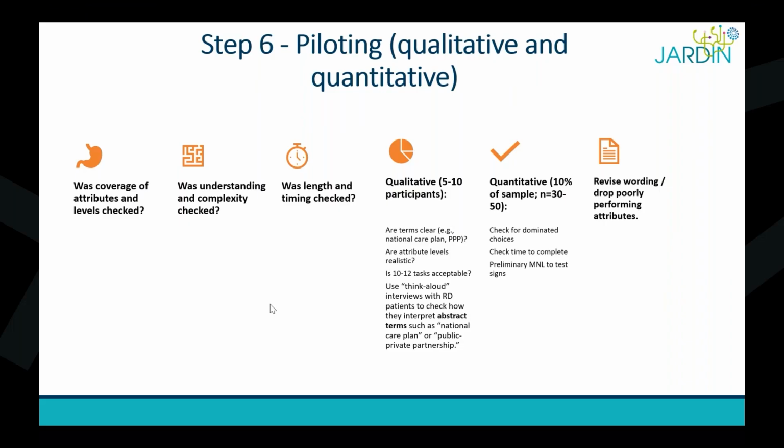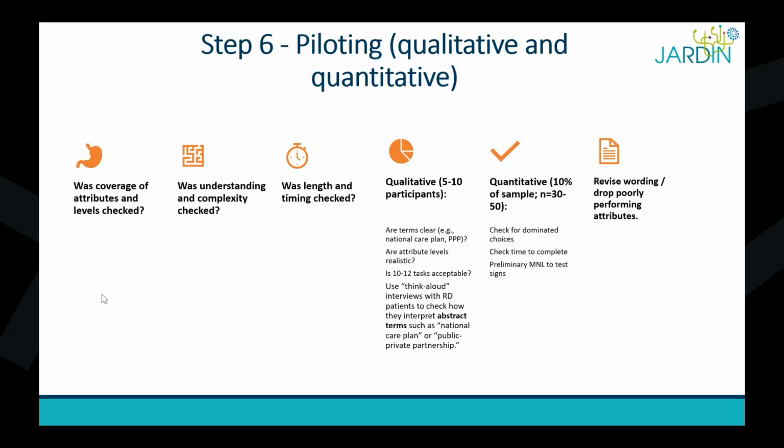So for that, we do qualitative interviews first. And in particular, in this type of exercise, from my experience, we use what is called think aloud interviews with some selected group of target or potential respondents. In particular for this, we might do think aloud interviews with rare disease patients in order to check whether they interpret all the questions, all the attributes, all the choice tasks as intended. We do this until we reach a saturation point, until we see that the questionnaire is no more improving, and we do that with 5 to 10 participants.